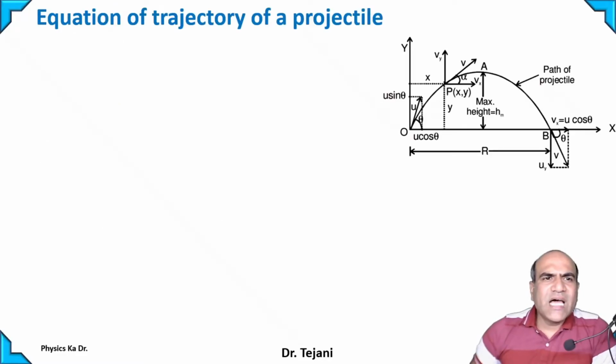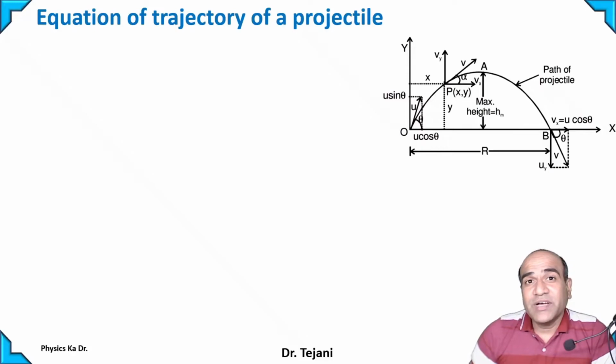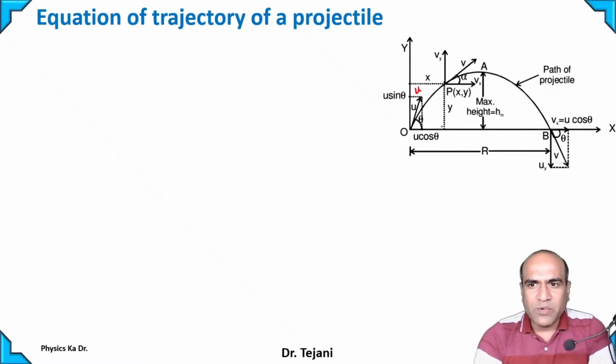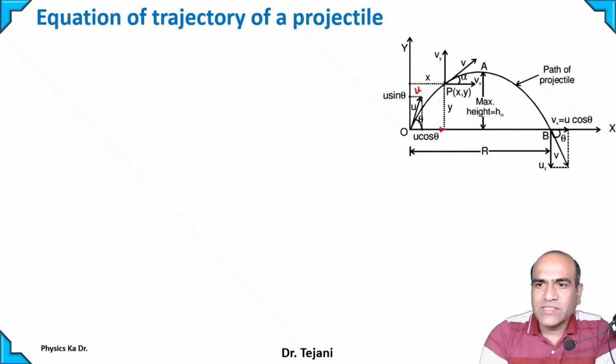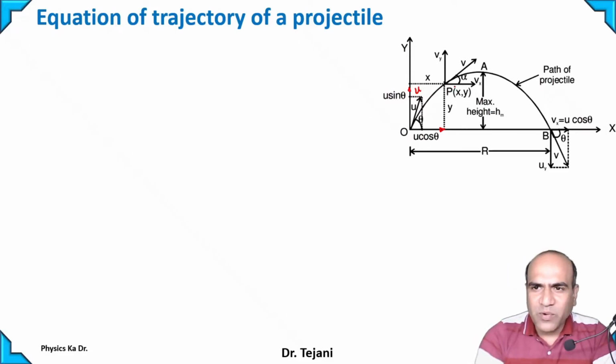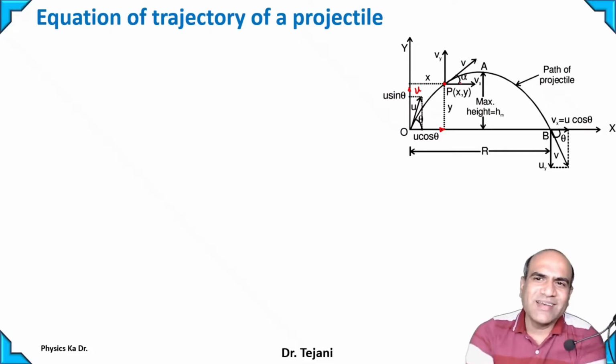Now let's derive the equation of trajectory of a projectile. See, the drawing is given. You can see here an object is thrown at u velocity and has two components: u cos theta, which is the x direction component, and u sin theta, which is the y direction component, right? And at a point P, what should be the equation of trajectory or equation of motion? So we are interested in this equation.